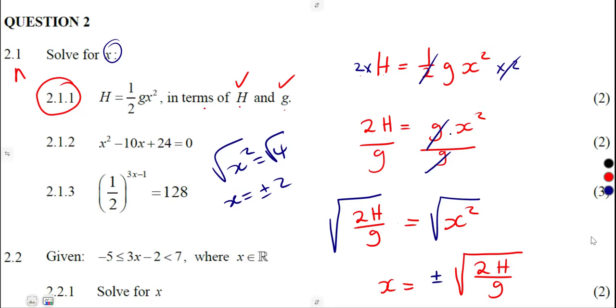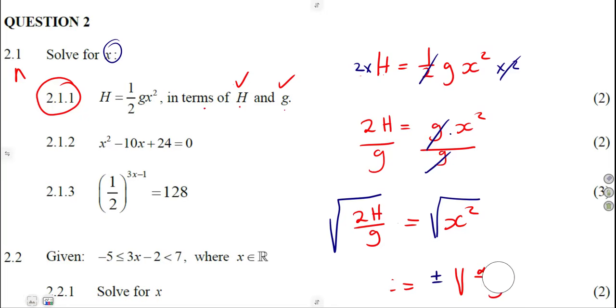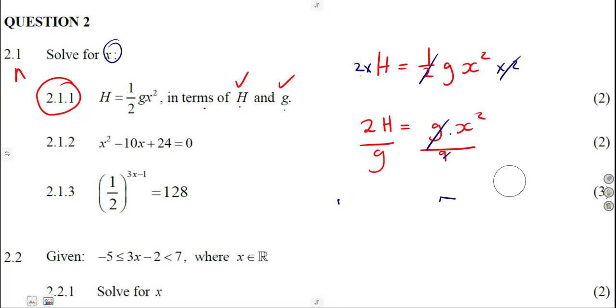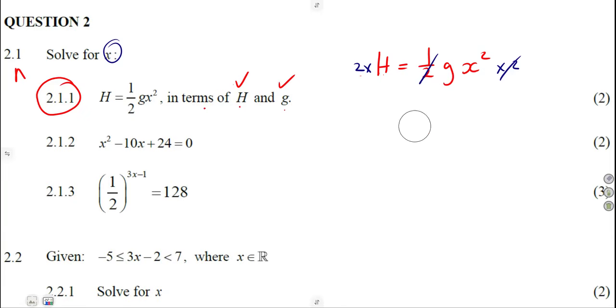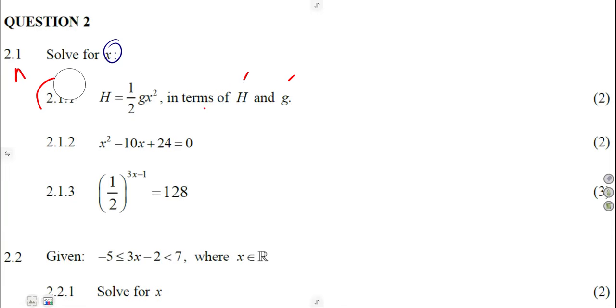So forgetting the plus or minus does not affect it. It's still going to give you full marks there. But in terms of a proper simplification, let's not forget to put the plus or minus, because we are saying there are two possible values that we can have from the square root of a number. There are two possible values. So that was it on this one.